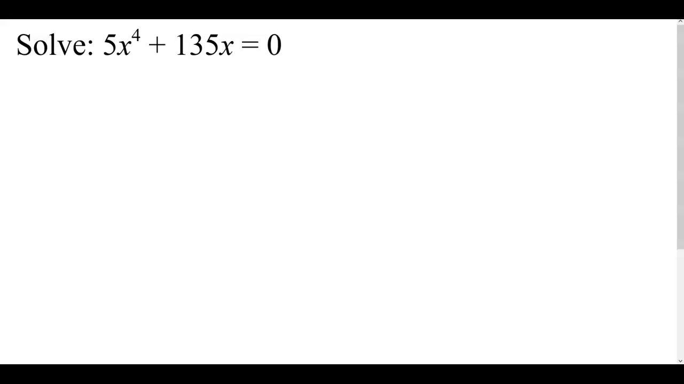Our first step of factoring is always the greatest common factor. So both of these terms divide by 5, and they both have an x. So if you divide that out, you'd be left with x cubed plus 27. If you divide 135 by 5 and take the x away, equals 0. Okay, now this we call a sum of perfect cubes. So something cubed plus something cubed. Another way you could write 27 is 3 cubed.